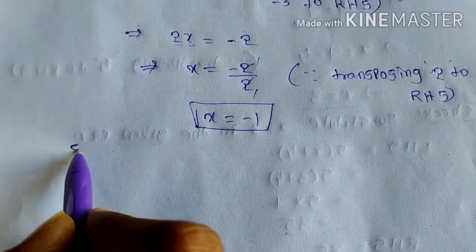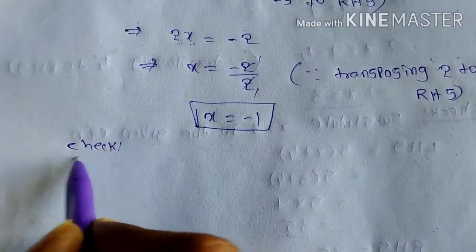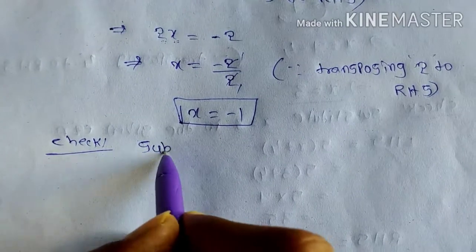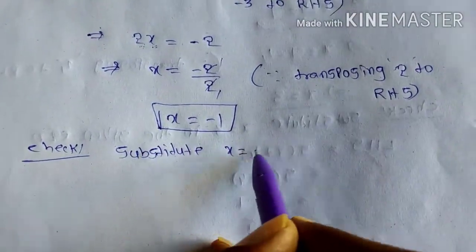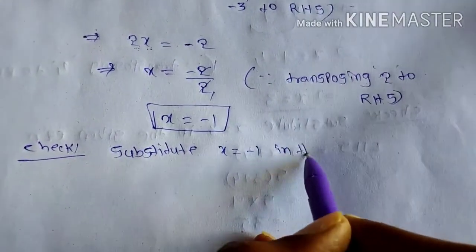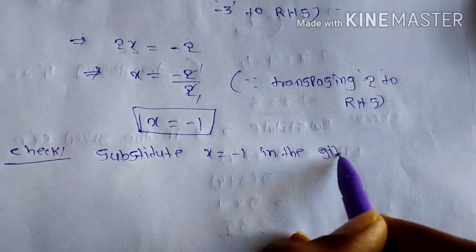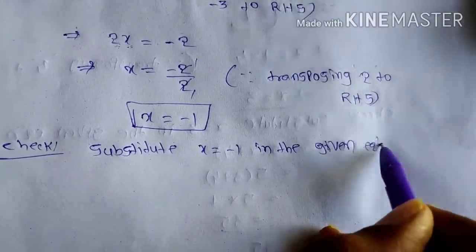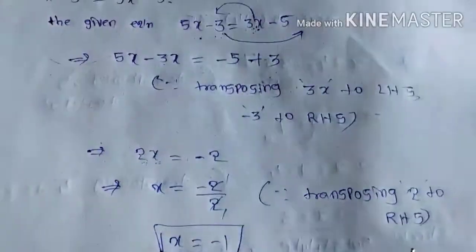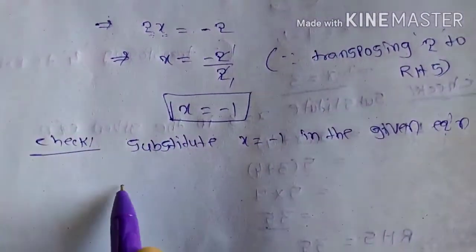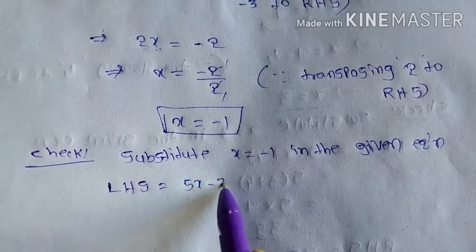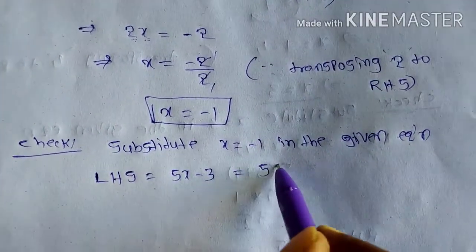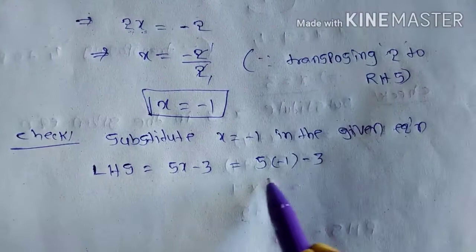But in the question they are asking check. How can you check? You can see here check your results. Substitute x is equal to minus 1 in the given equation. See here what is the equation. 5x minus 3. LHS is equal to how much? 5x minus 3. That means here 5 into minus 1 minus 3.